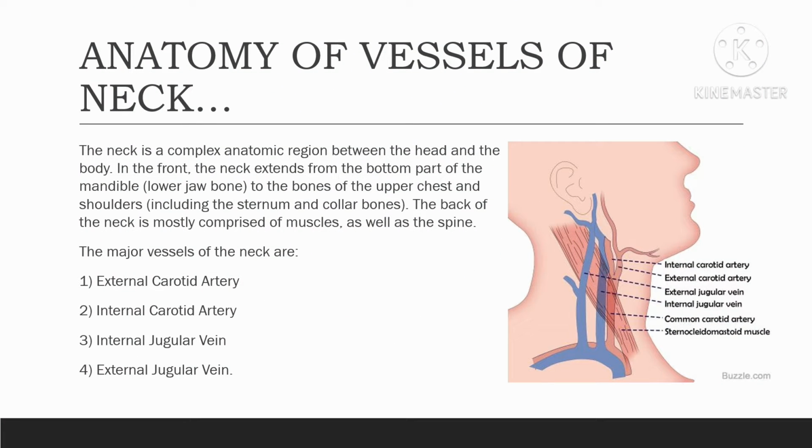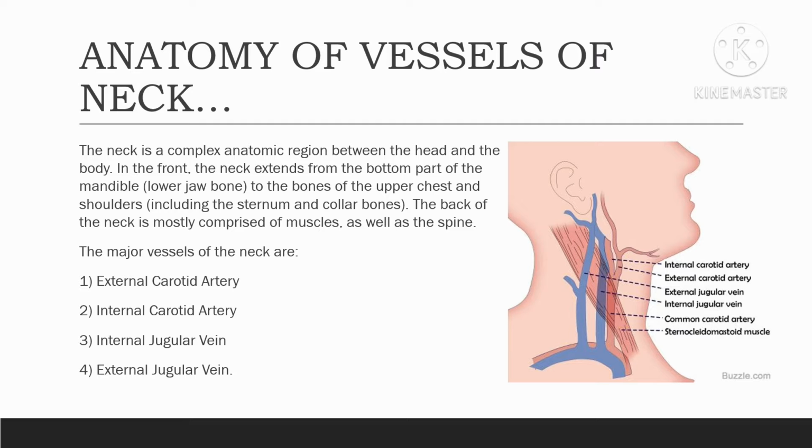Anatomy of vessels of neck. The neck is a complex anatomic region between the head and the body. In the front, the neck extends from the bottom part of the mandible, the lower jawbone, to the bones of the upper chest and shoulders, including the sternum and collarbones. The back of the neck is mostly comprised of muscles as well as the spine.